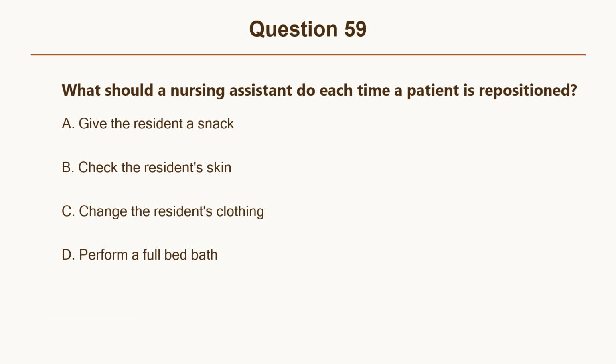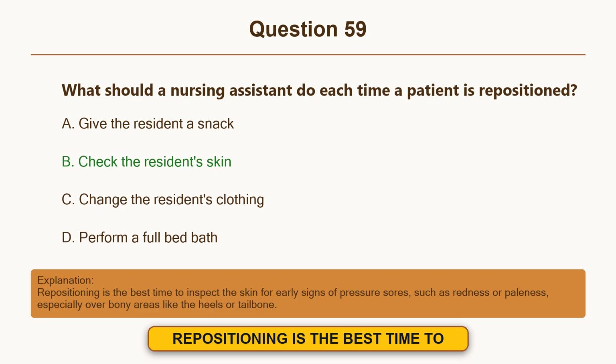Question 59. What should a nursing assistant do each time a patient is repositioned? Option A, give the resident a snack. Option B, check the resident's skin. Option C, change the resident's clothing. Option D, perform a full bed bath. The correct answer is option B, check the resident's skin.